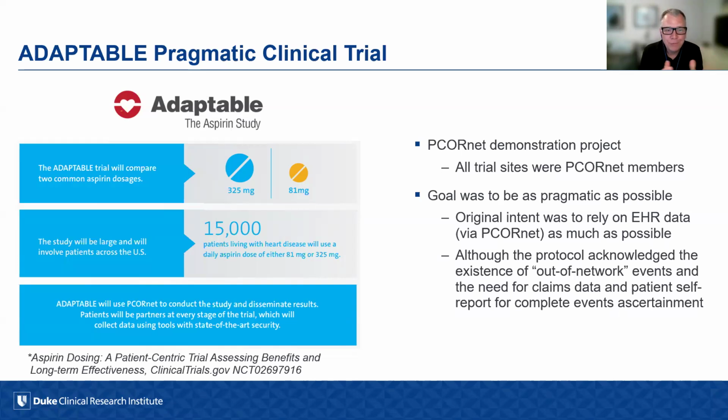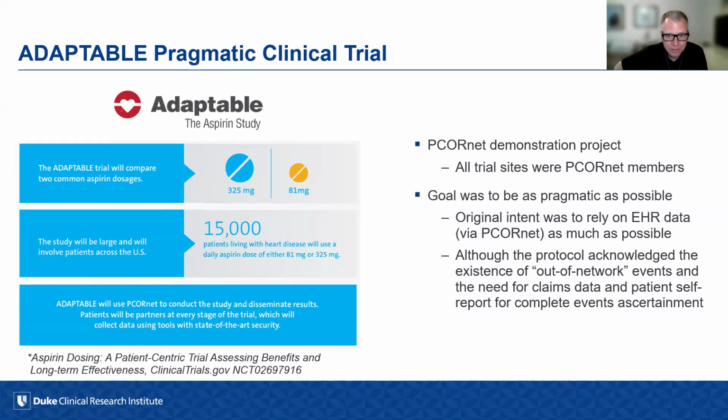Okay. Now we move just briefly to the adaptable pragmatic clinical trial. This was a trial where we wanted to study 2 doses of aspirin, full dose and a quarter dose, for patients with cardiovascular disease to assess secondary events. It was going to be 15,000 patients. We used PCORNet to conduct the study, disseminate the results, and get all the data. This was a PCORNet demonstration project, and the goal was to be as pragmatic as possible.